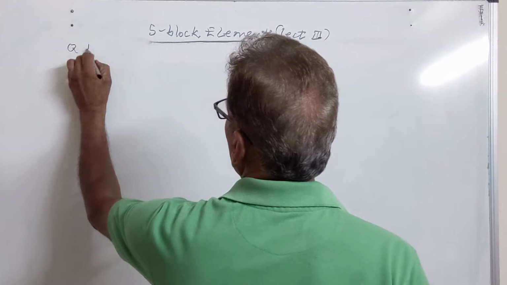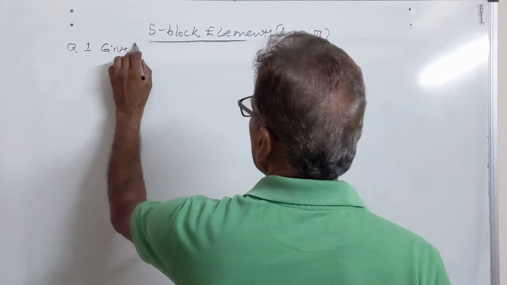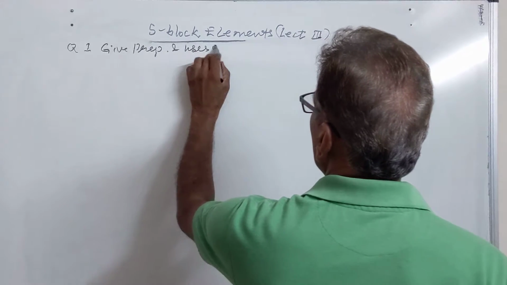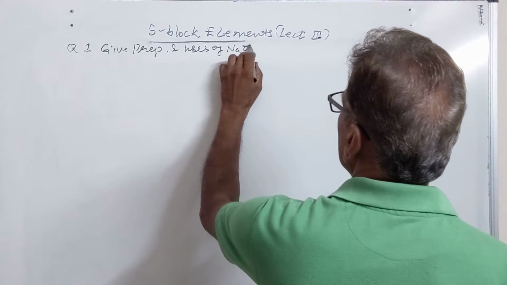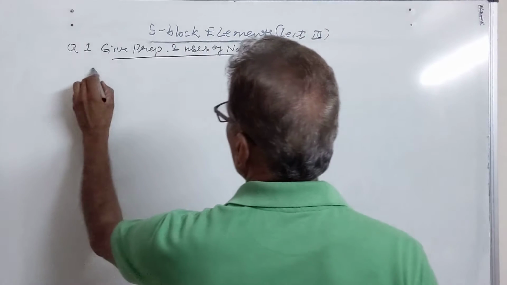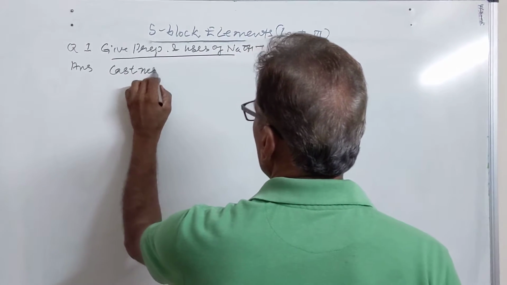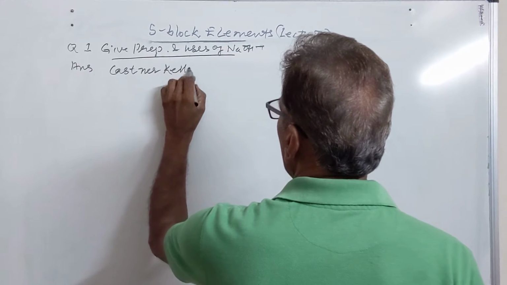Question is, give preparation and uses of NaOH. We have the Castner-Kellner process.